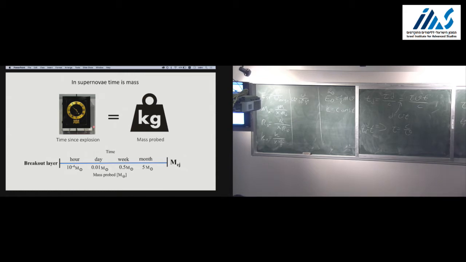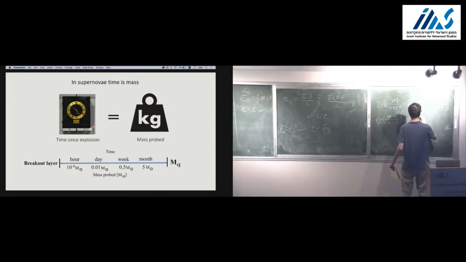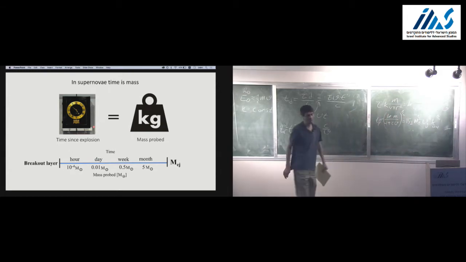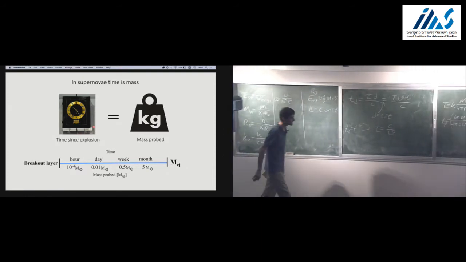And what we get is 15 days if we put in one solar mass, to the 1/2, velocity of 10 to the 9, to the minus 1/2, kappa of 0.34, to the 1/2. That's it. So you see that if you explode one solar mass, giving it a velocity of 10 to the 9 centimeters per second, this is what we get.